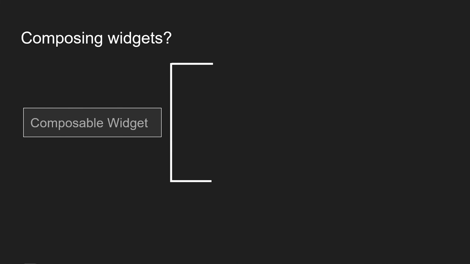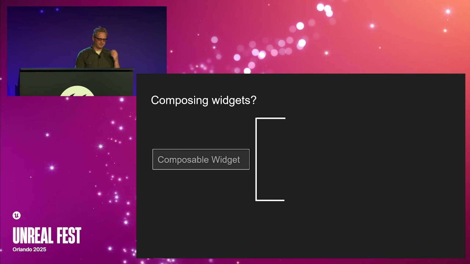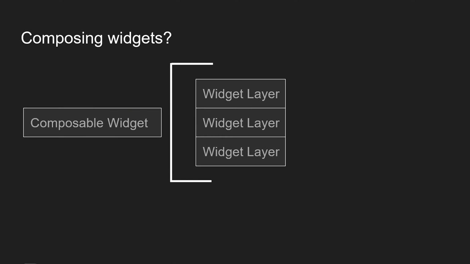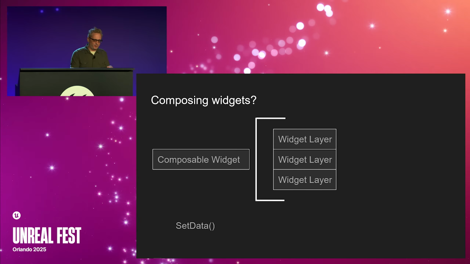The way that we can do this is that we have some sort of base class, like a composable widget. We can just say that it inherits from a button or something like that. In that composable widget, when you're in the design view, you're going to drop 1 or more widget layers. A widget layer is an asset that displays something about, in this case, the items that you're creating. And when the composable widget gets something like a set data call, it's then going to find at runtime all the widget layers that it has attached to it and then call set data on them.